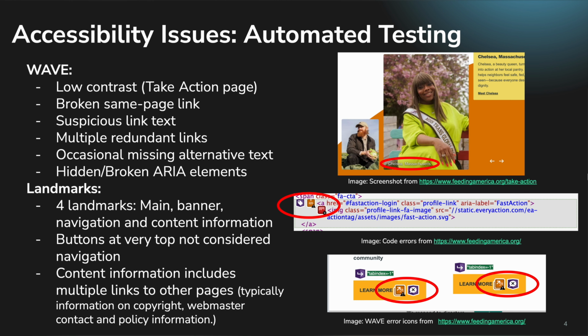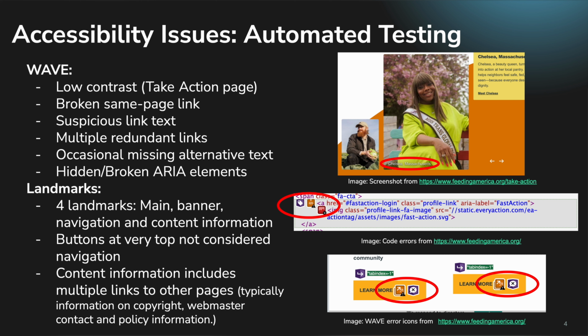So with automated testing, I found a few consistent accessibility issues. With WAVE, I found that there was a low contrast issue, specifically on the Take Action page. On the first image on the right here, I have circled where it highlighted a low contrast issue where it says Chelsea, Massachusetts on this image of a woman. It is very hard to see even for me, and this would be even harder to see for those with low visibility.